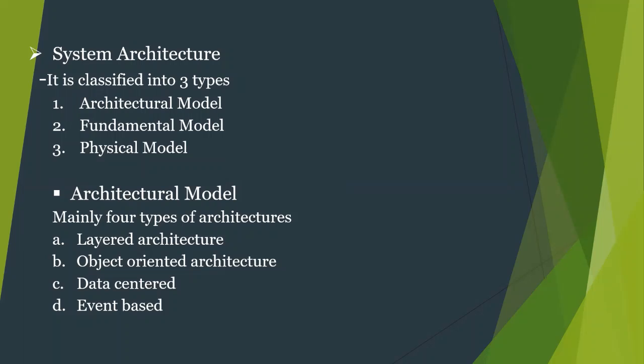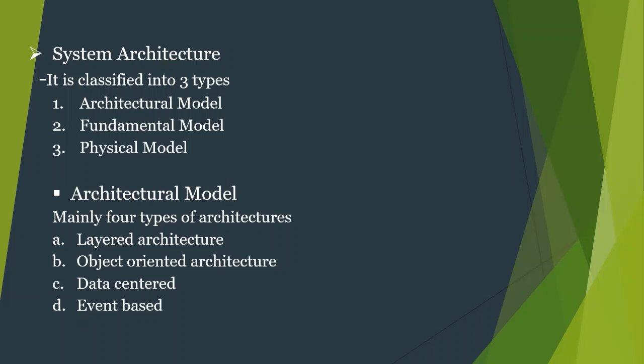Last lecture we studied different definitions of distributed systems. Also we studied why we build distributed systems and the different design goals of distributed systems. In today's lecture we will see system architecture, that is, the architecture model and different characteristics of the distributed system.